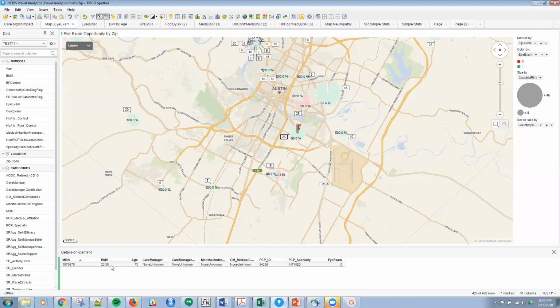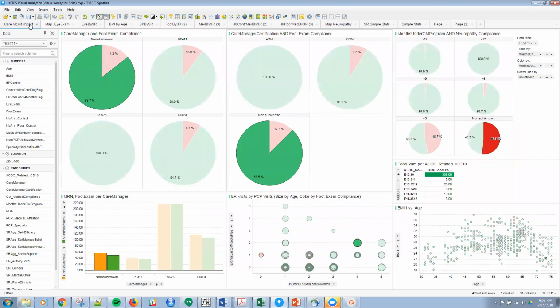They're 73 years old. They have a BMI of 22.50, and these are quite configurable, whatever information that you want. But important information is they have no care manager right now. So we probably need to get them brought into a management program and assign them a care manager here. Their primary care physician is internal medicine. And again, 0 means that they haven't had an exam. So that's just a quick panel for someone that's actively involved in care management.